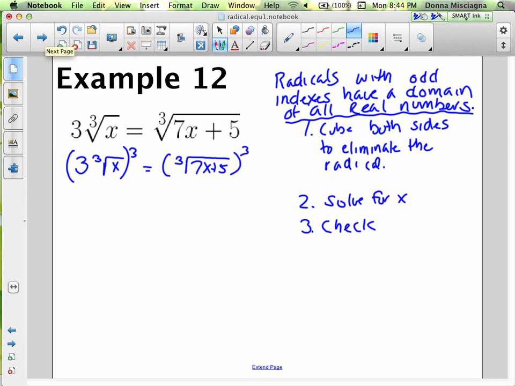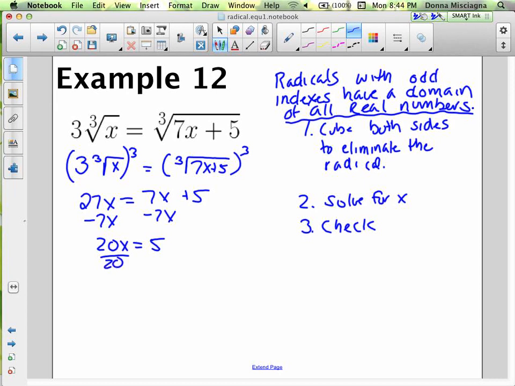All right, so 3 cubed is 27. Cube root and cube cancel, so this is just x. So you have 27x equals, right, cube and cube root cancel. This would be 7x plus 5. Now we need to solve for x. We're going to subtract 7x from both sides. So we have 20x equals 5.